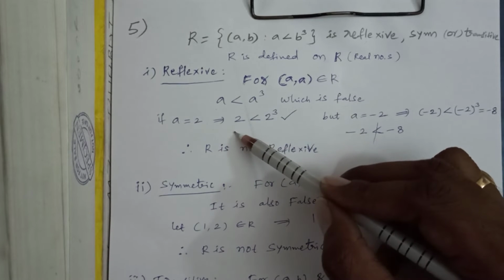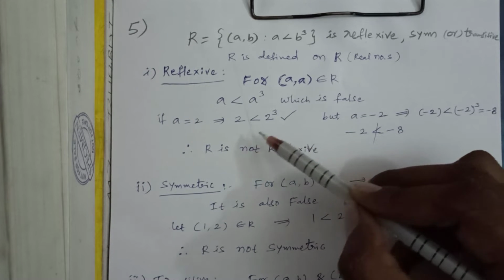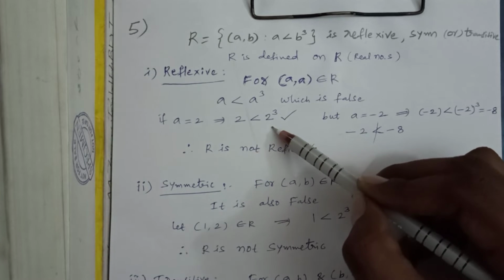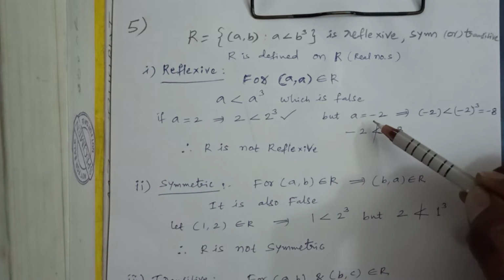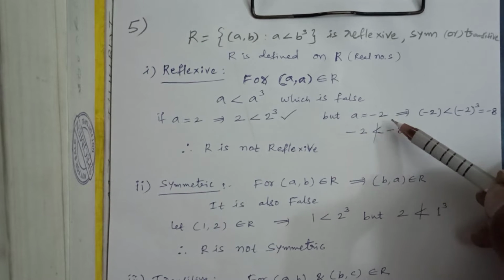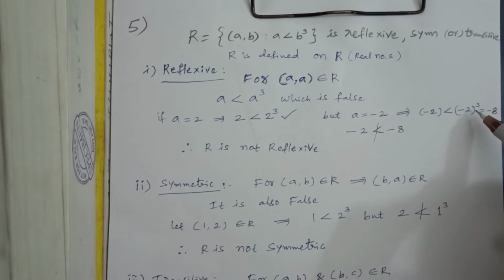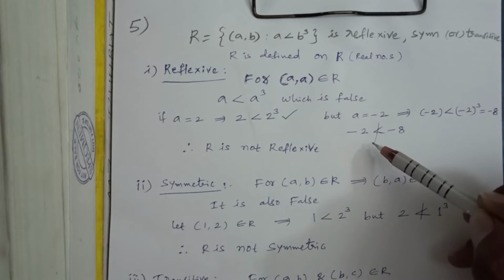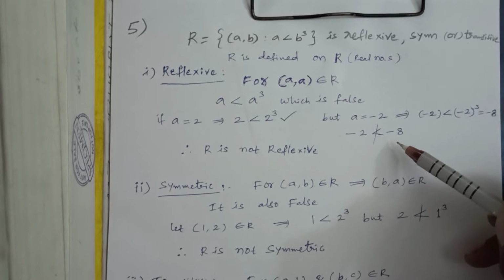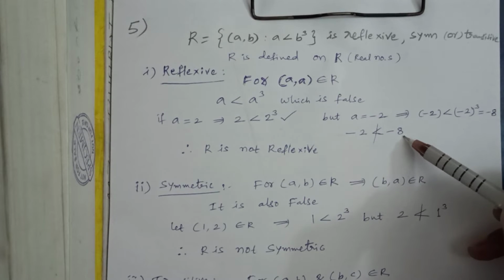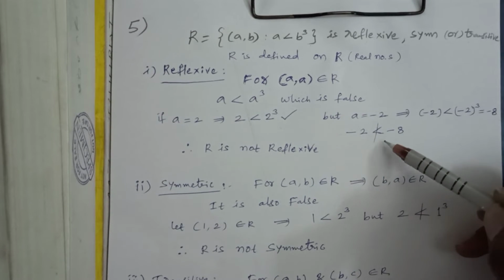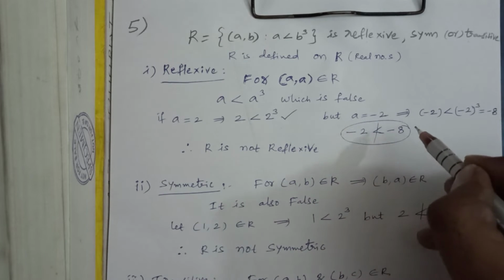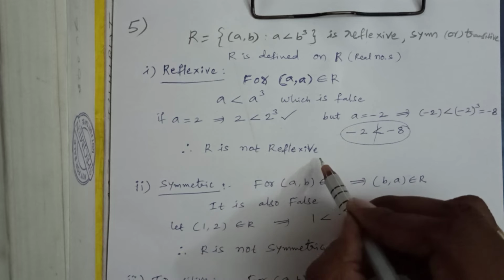If you take 2, suppose 2 less than 2 cube, 2 less than 8, correct. This is happening only in case of this. If you take any other number, for example -2, -2 less than (-2) cube, -2 less than -8, no. So -2 is not less than -8. One reason is enough to say no, it is not reflexive.